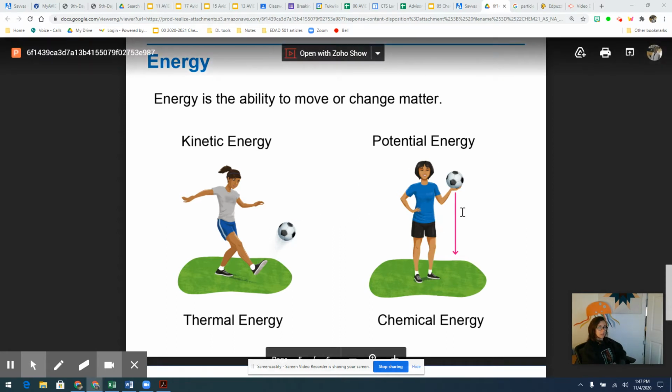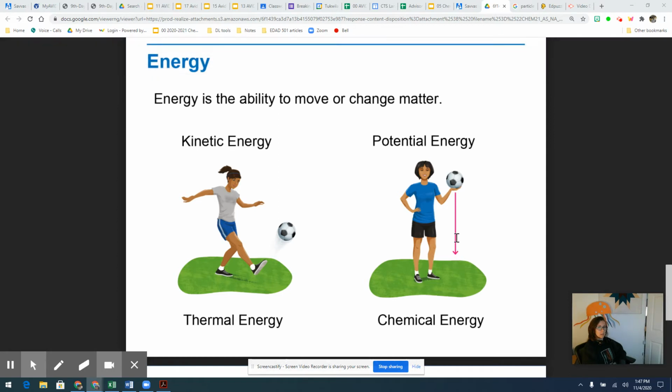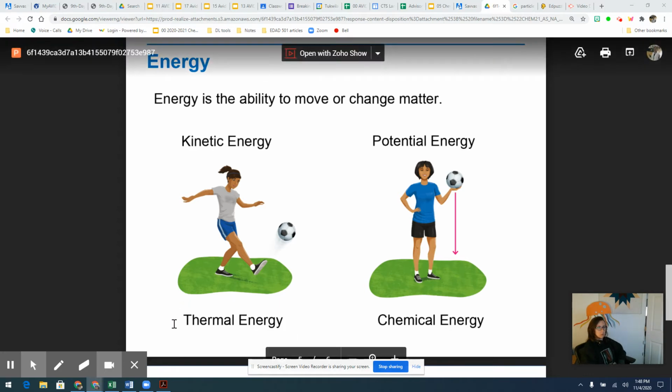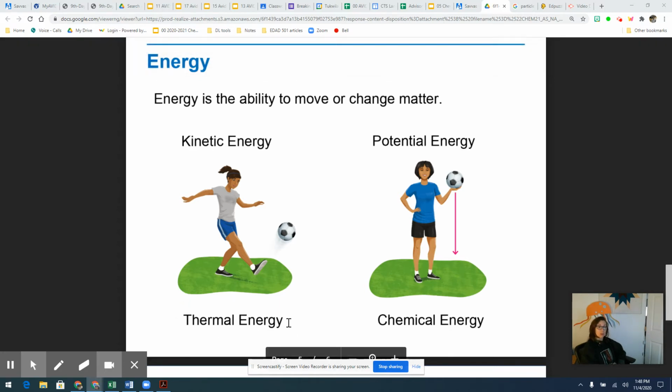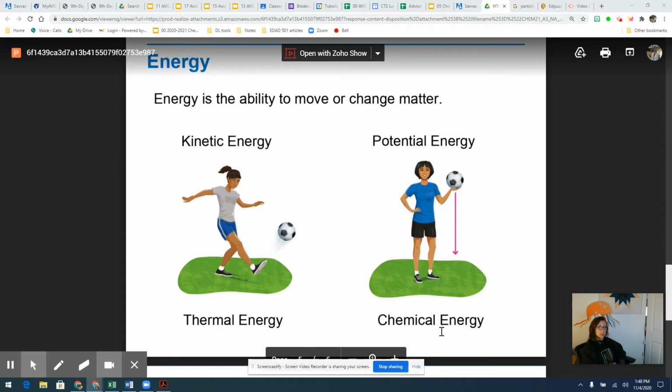Potential energy has to do with the potential for something to release energy. So right here, she's not moving the ball, but it has the potential to fall to the ground. So it has more potential energy up here than it does while it's sitting on the ground, because on the ground it doesn't have the potential to fall anywhere. Thermal energy has to do with heat and the flow of heat, like we've already talked about, and chemical energy is potential energy stored in chemical bonds.